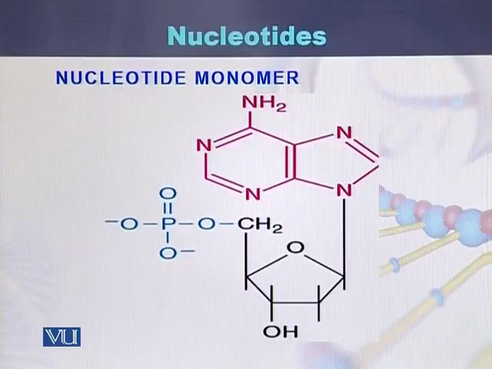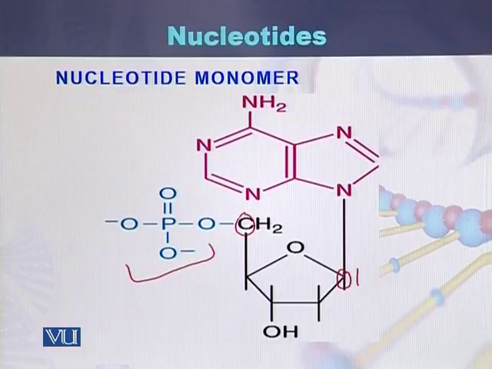If we look at the nucleotide monomer, we can see that there are three components. One is the pentose sugar. At carbon number 1 of the pentose sugar, the nitrogenous base is attached. This is carbon number 1. And at carbon number 5 of the pentose sugar, the phosphate group is attached. So these three components, nitrogenous base, phosphate group and pentose sugar, collectively are called a nucleotide.